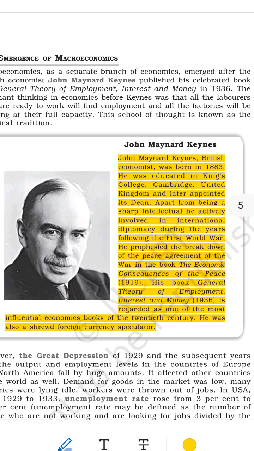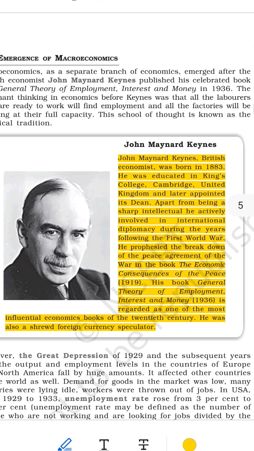Who was John Maynard Keynes? Line 1. John Maynard Keynes, British economist, was born in 1883. His full name was John Maynard Keynes. He was from Britain, the United Kingdom. He was a person who studied and worked in economics. Economics means the study of money, jobs, trade, and the economy. He was born in the year 1883.